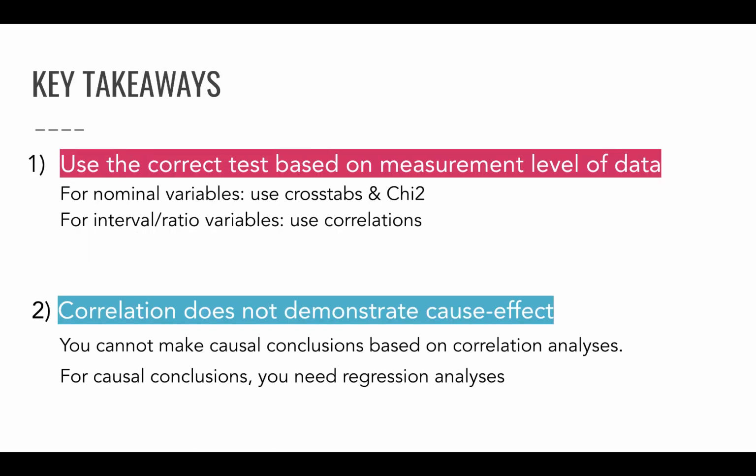So the main takeaways from this class really are that, first of all, you need to use the correct test based on the measurement level of your data. So if you want to look at a relationship between two variables, first determine the measurement level. If these variables are nominal, you want to do a crosstab chi-square. If these are interval or ratio, you want to use correlation analysis. And then also keep in mind that correlation never demonstrates cause-effect. So you cannot make any causal conclusions based on correlational analysis. So for causal conclusions, you need a regression analysis.